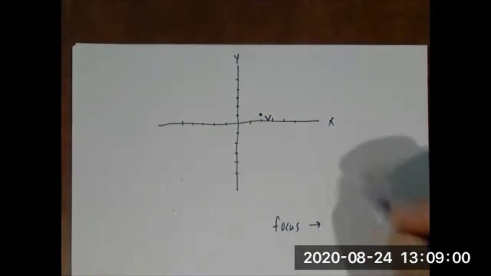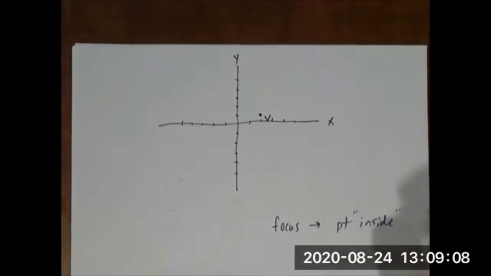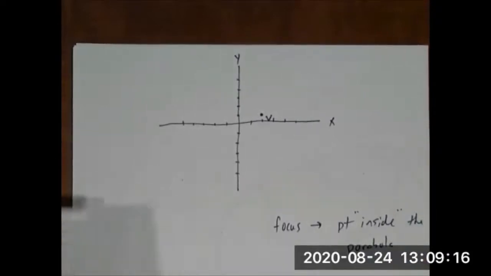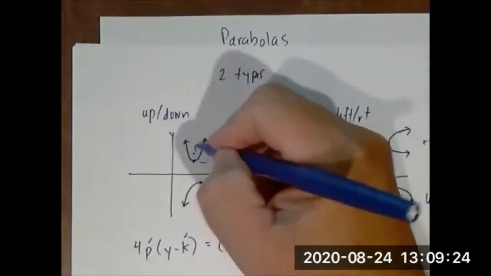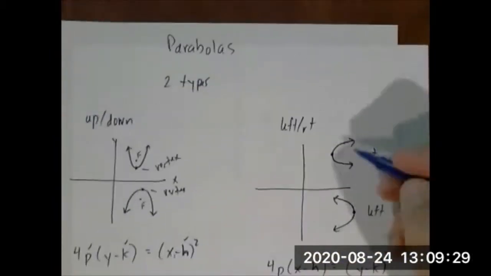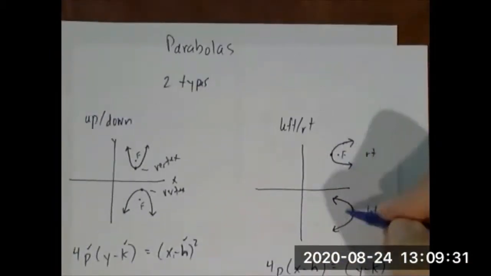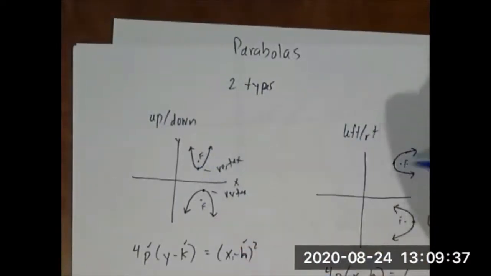The key thing is, I think about the focus as a point, and I like to say it's the point inside the parabola. If these are your parabolas, the focus for an up parabola is right in here somewhere. The focus for a down parabola would be here. Likewise for right and left. The focus is what I call inside the parabola.